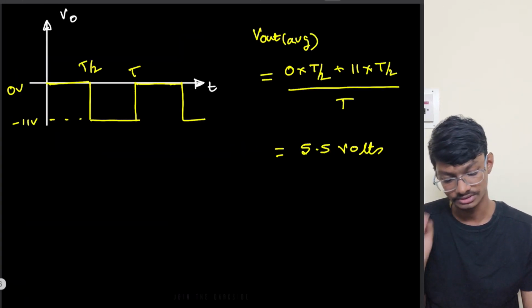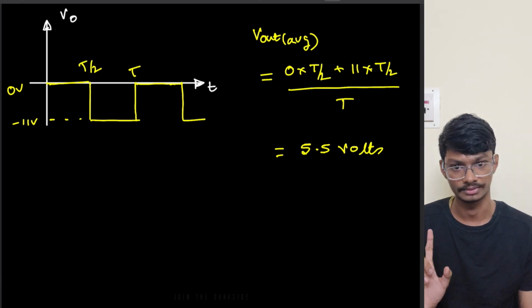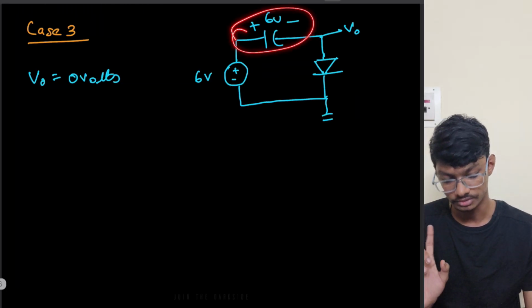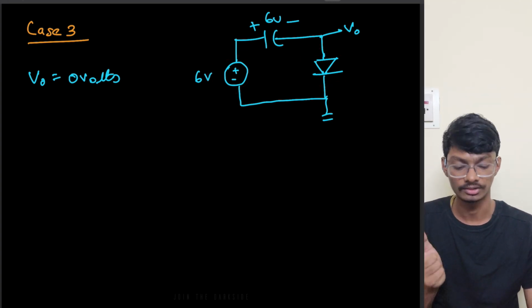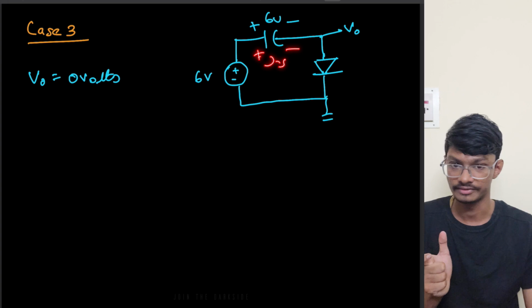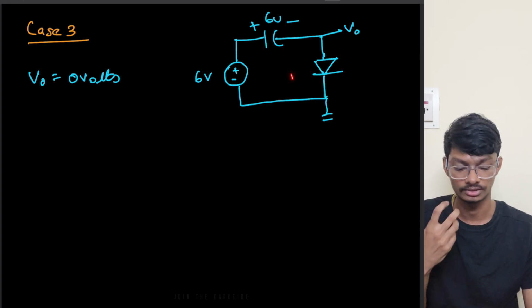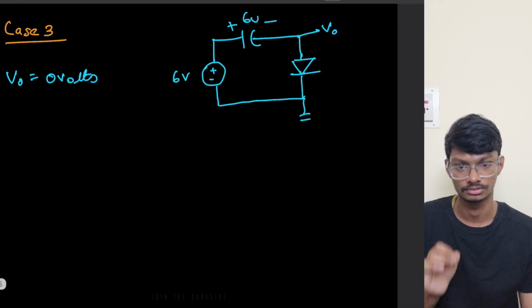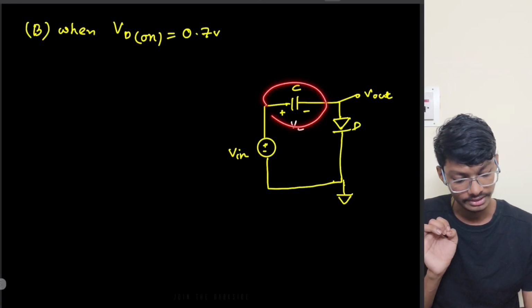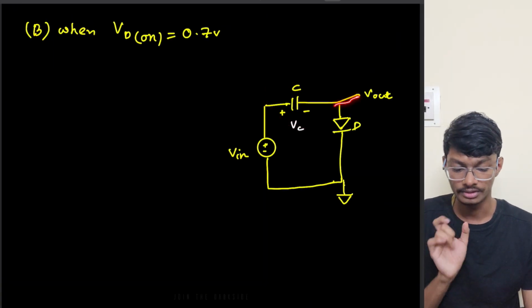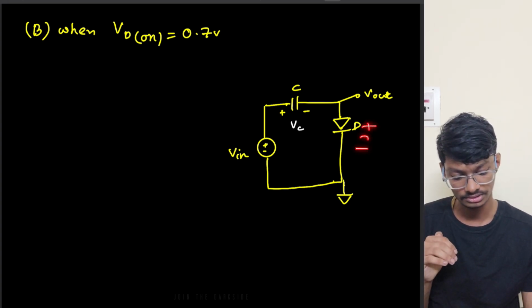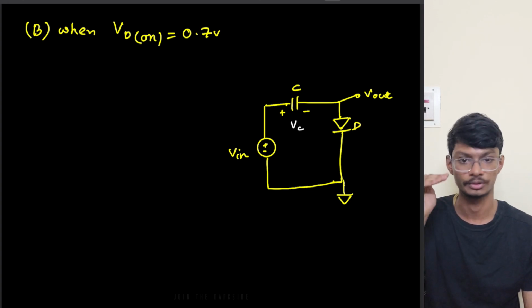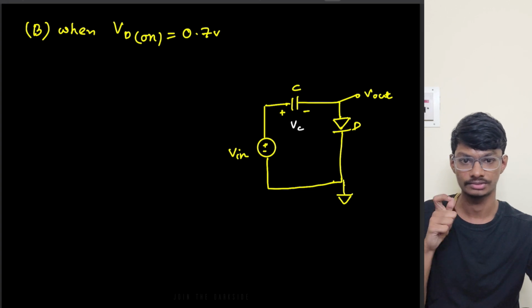Previously what was it getting charged to? The capacitor was getting charged to 6 volts, right? Now as the diode is also an extra drop component for this input voltage, it will get charged to only 5.3 volts, and the diode will be replaced with a 0.7 volt voltage source. So it will get charged to a lesser amount. So obviously V out will get shifted to plus 0.7 volts, because this is plus 0.7. Hence the average voltage will also get shifted by plus 0.7 volts, right?